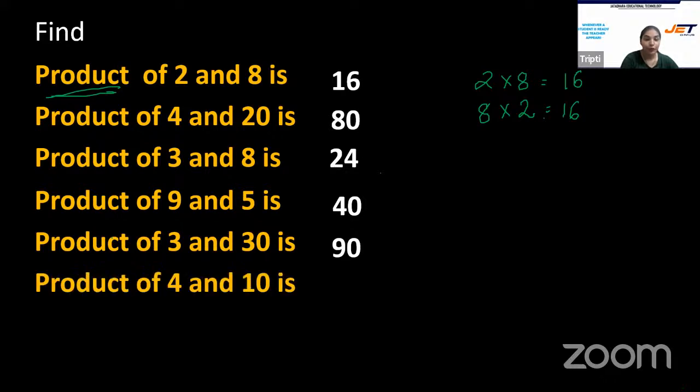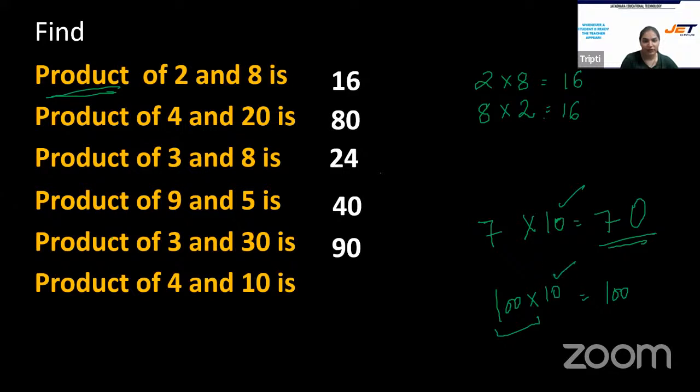What is the product of 4 and 10? 4 times 10. Any number times 10, let's say 7, you will write that same number here. And how many zeros are there in 10? 1. So you will put one 0. 7 times 10 is 70. Or if it's 100 times 10, you write the exact same number, 100. How many zeros are there in 10? 1. So it is 1000. So the product of 4 and 10 is 40. 4 as it is and then one 0, 40.